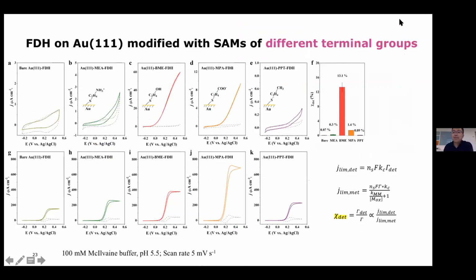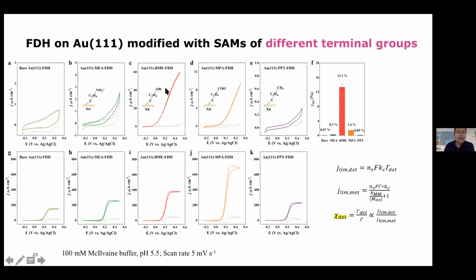So for our research, in the very beginning, we use the gold 1,1,1 electrode with different SAMs of different terminal groups. As you can see here, the fructose dehydrogenase is just physically adsorbed on the electrode surface. If it's a bare surface, when adding the fructose, which is the solid line here, we don't really see any DET response. When the terminal is amino group, which means a positive charge surface, we can get some signal, as you can see when we add in fructose.